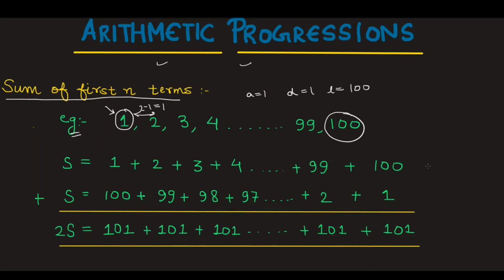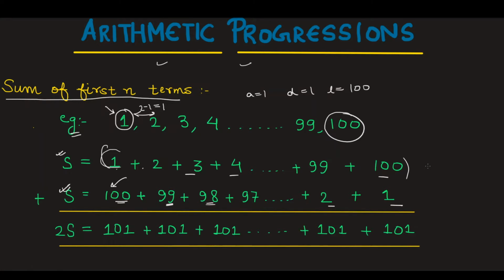Okay, so we write S as the sum 1 plus 2 plus 3 plus 4 up to 100. Now if we rearrange this sum and write it in reverse order, so 100 will come first, then 99, and then 98, and so on up to 2 and then 1. So that sum would also be S only.